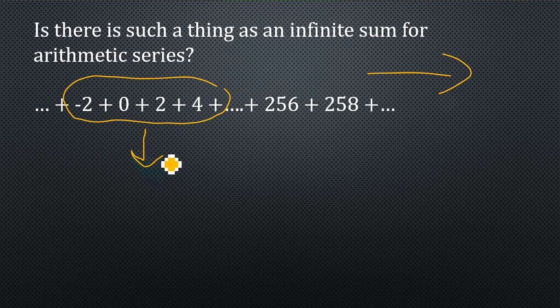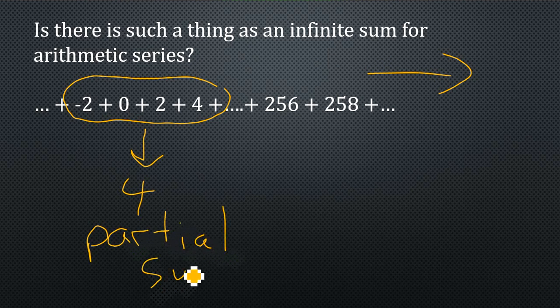If I add up this little circled piece here, I get 4 as the sum. That's a partial sum, and that does exist. So we call this a partial arithmetic series. Partial sum, that equals 4. That's for adding 4 terms.